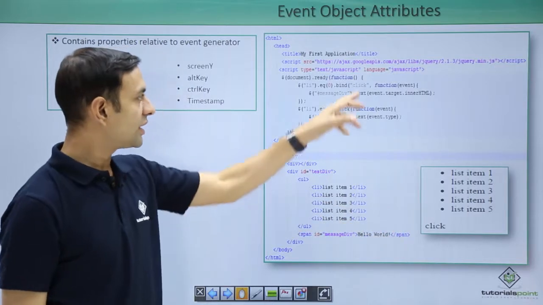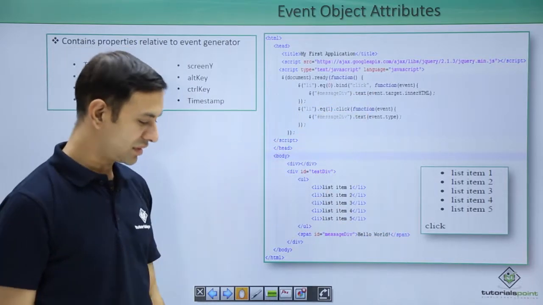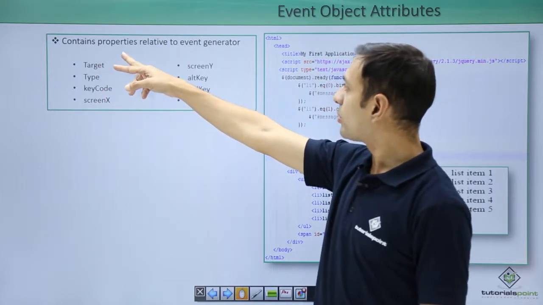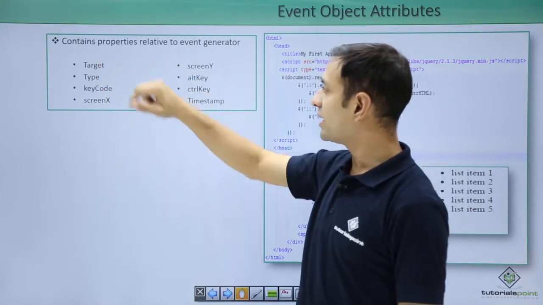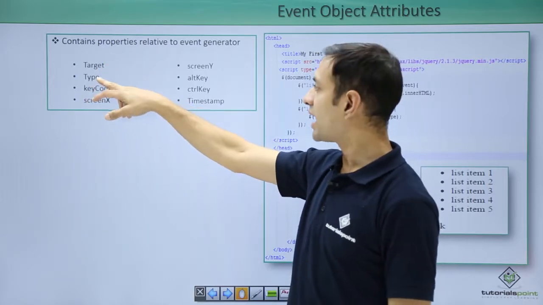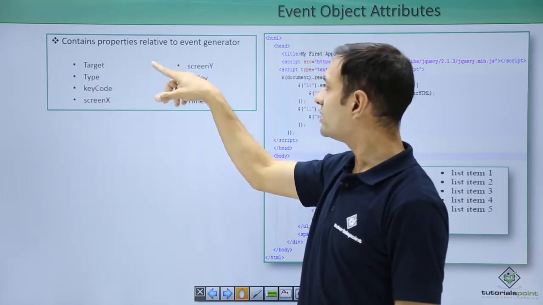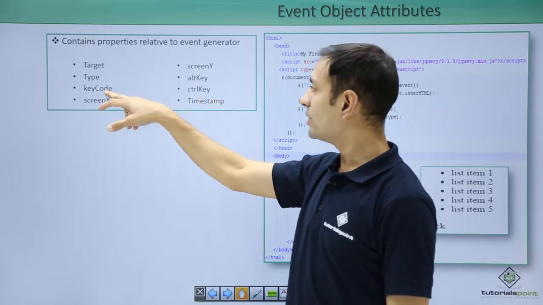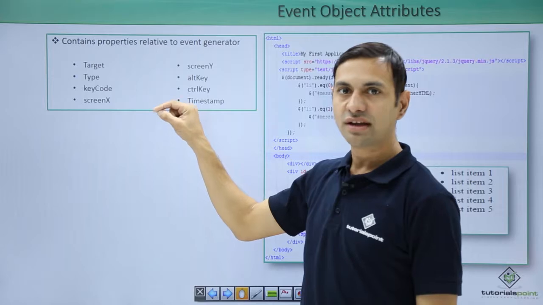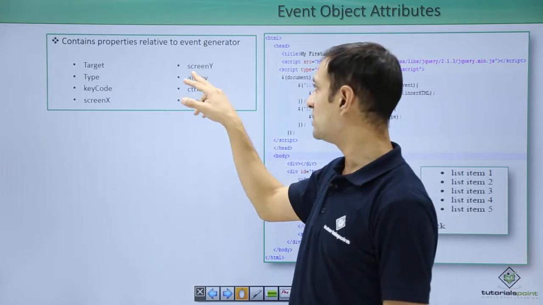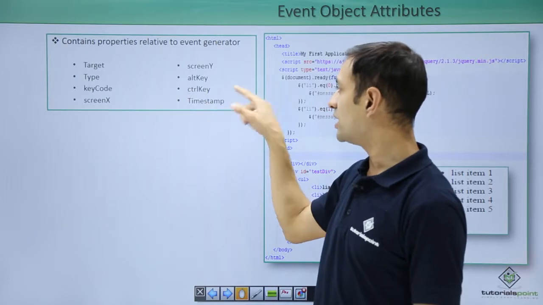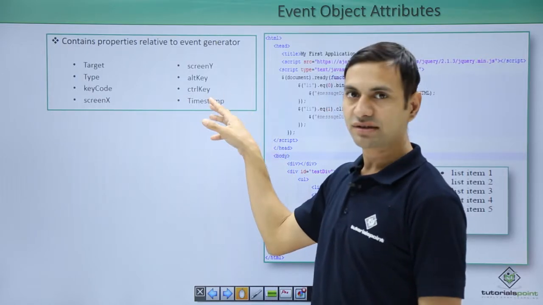Now let's see the other properties of the event object. Here it contains properties related to the event generator. Say target, type. Target is basically the event generator. Type is what kind of event is being generated. Key code, if you have pressed a key. Screen X, where the mouse currently has its X position. Screen Y, the Y position of the mouse. Alt key is pressed, Control key is pressed, and the timestamp of the event.